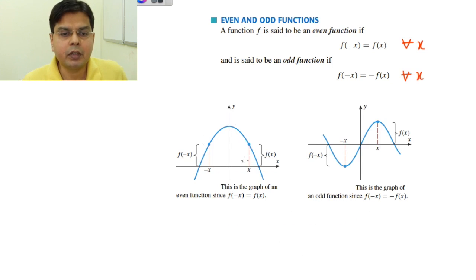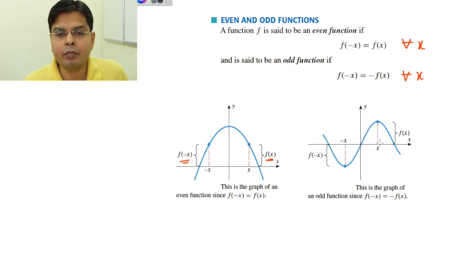This is the graph of an even function, and this will be symmetrical with respect to the y-axis. Why does it have to be symmetrical? Because f of this x is the same as f of this minus x, so it has to be symmetrical with respect to the y-axis. Now, how will the graph of an odd function look?